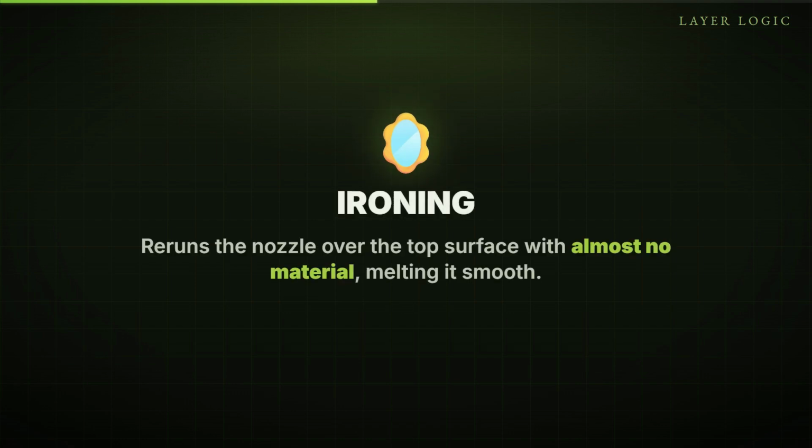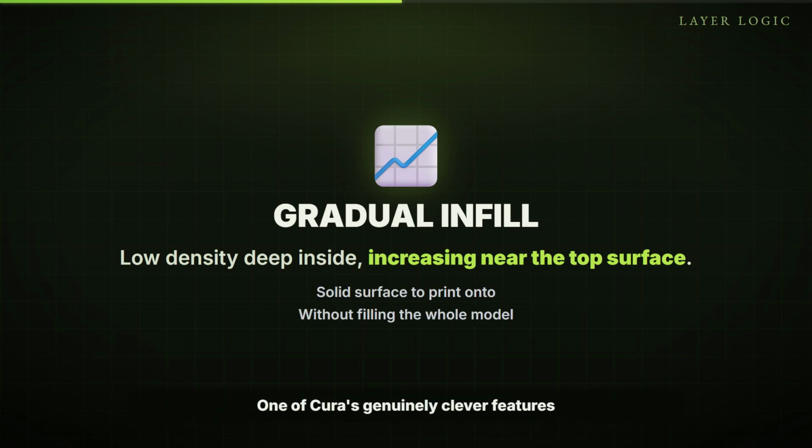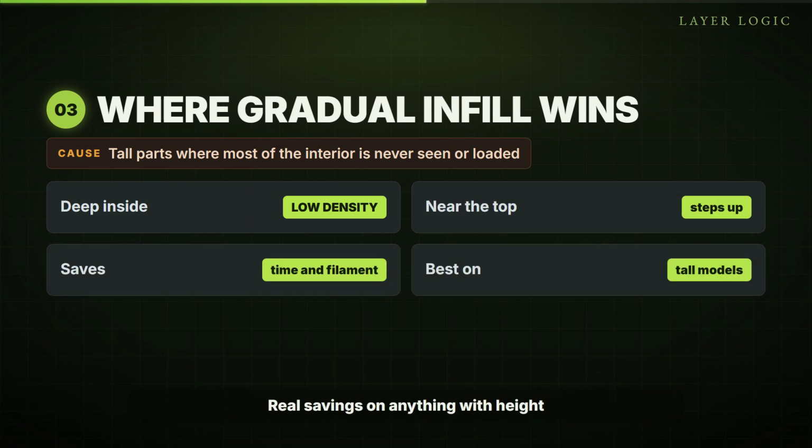Under top and bottom there is ironing, which reruns the nozzle across the top surface with almost no material to melt it smooth. It is slow, and on a flat top it looks excellent. Infill density behaves as it does everywhere, and Cura's gradual infill is worth knowing. It prints low density deep inside the part and increases it near the top surface. That gives you a solid surface to print onto without filling the whole model, and on tall parts, it saves a real amount of time and filament.